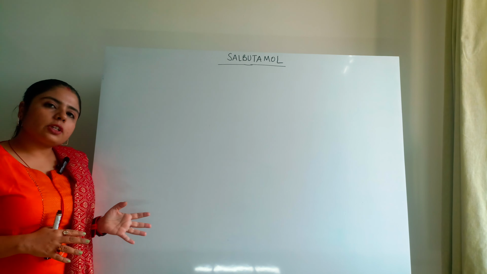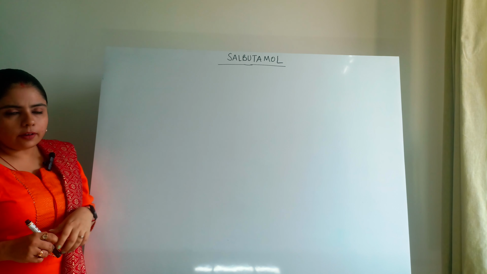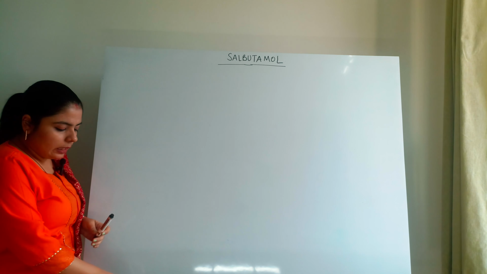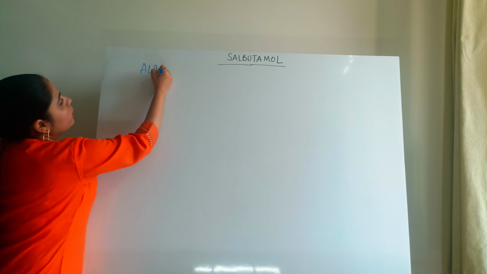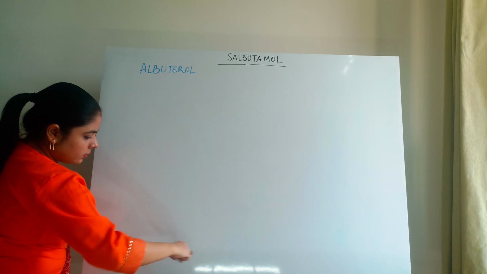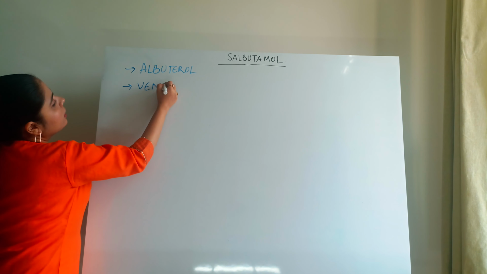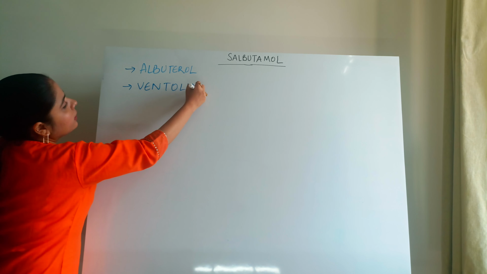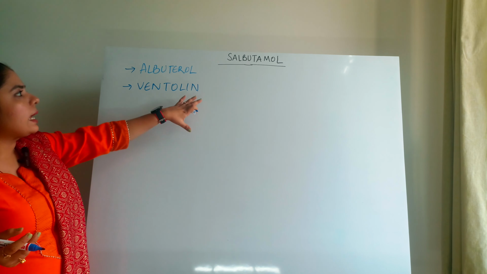So in today's lecture, we'll be discussing more about the drug salbutamol. In the previous lectures, we have discussed the mechanism of action of the drug. First of all, just to mention, this drug is also called albuterol and Ventolin, right? So these are the two names by which this drug is also known.